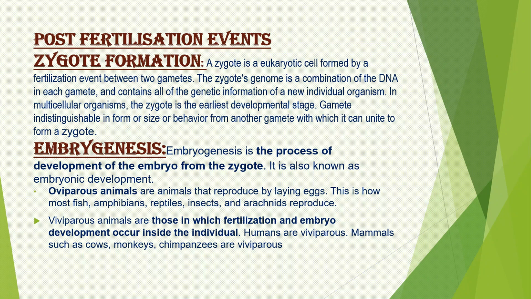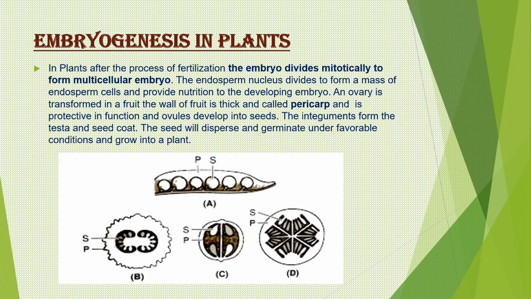After zygote formation in human beings, the phase is very short. Embryo formation starts, meaning development of the embryo from the zygote. Embryogenesis takes place inside the body of the female. When the female gives birth to the young ones, it is called viviparous, whereas when it lays eggs, that is called oviparous. Oviparous animals like hens, etc. So the embryogenesis takes place. Now in plants also, embryogenesis means the growth of the embryo. It takes place inside the seed. Inside the seed, the ovule will grow into an embryo. We'll study it in the next video.